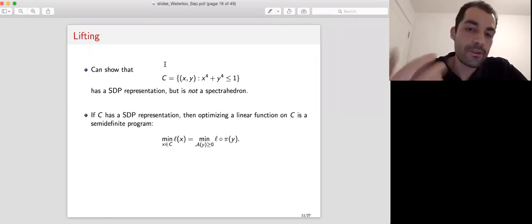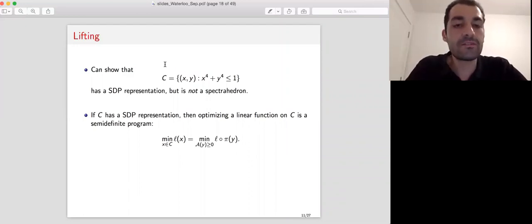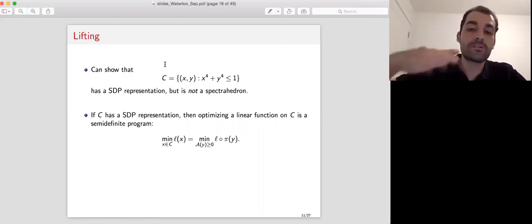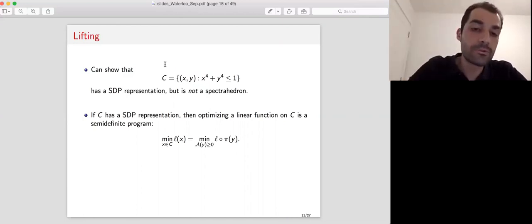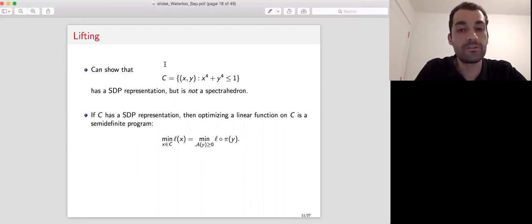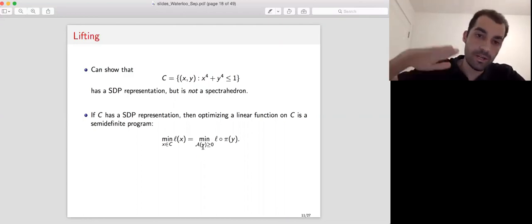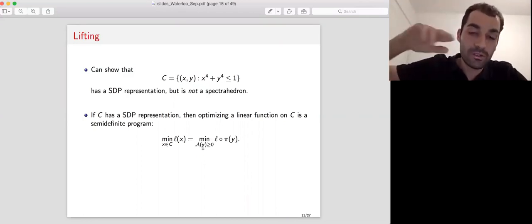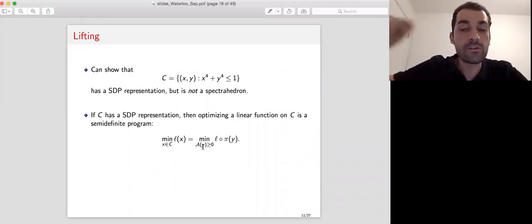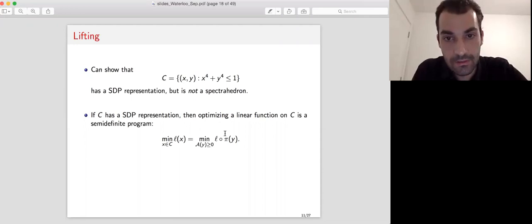Okay, and the important thing here is that if my convex set C has an SDP representation, then I can still optimize a linear function on C using semi-definite programming. I just need to go to the higher dimensional space. So I just need to compose my cost function L of x with the projection pi. So the minimum of L of x on C is really just the minimum over my higher dimensional set S, which is defined by A of y positive semi-definite, of L composed with pi of y. Okay, so this right-hand side is a semi-definite program, so I can actually optimize over C efficiently. Okay, so this is the definition of SDP representation.